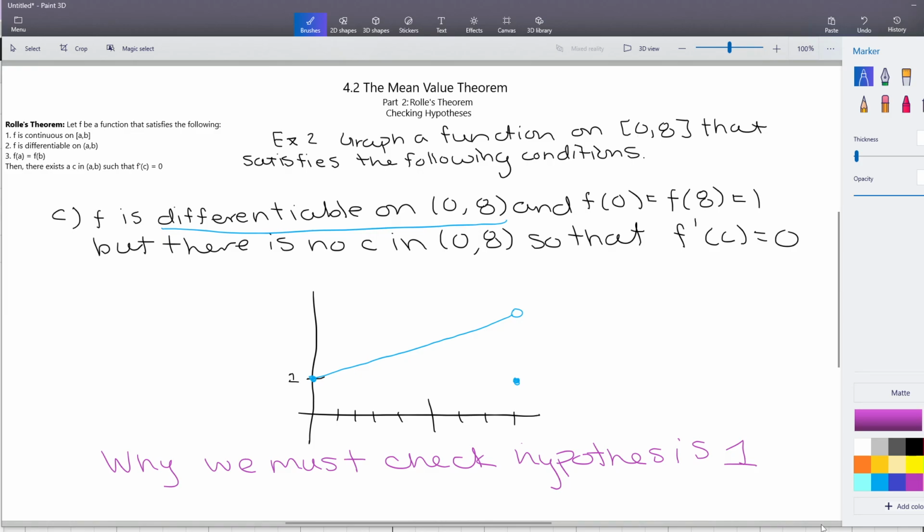And when you see in the next video some examples of proofs that use this theorem, we're going to be very particular and very precise about making sure that we are checking these three things and that we're checking them correctly. So I will see you guys there.